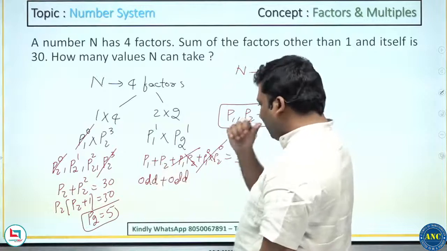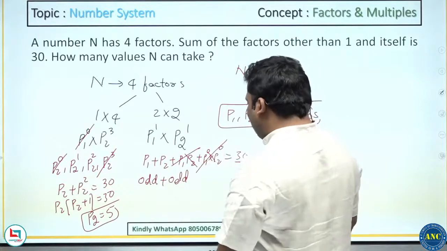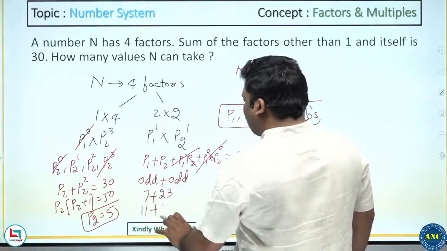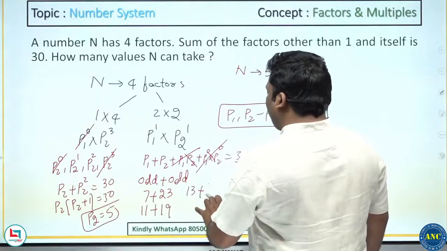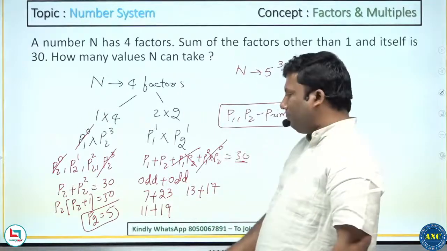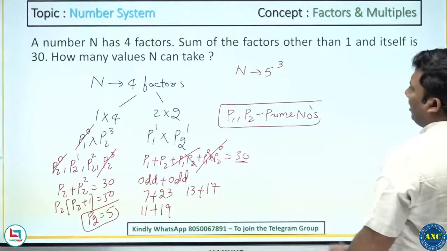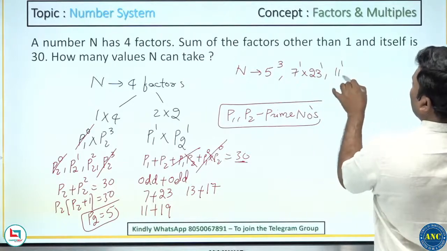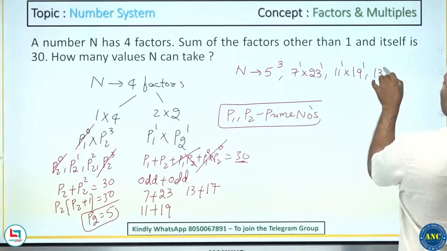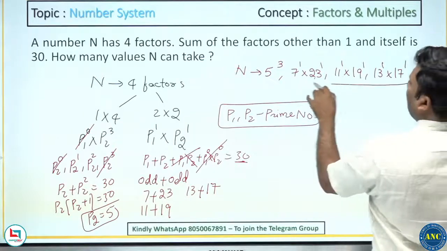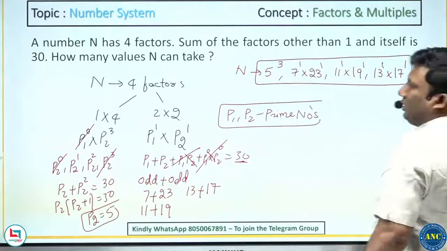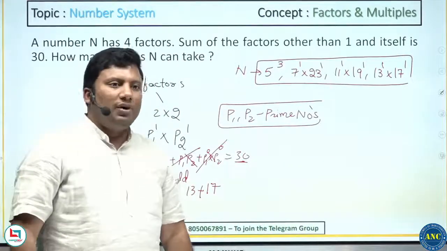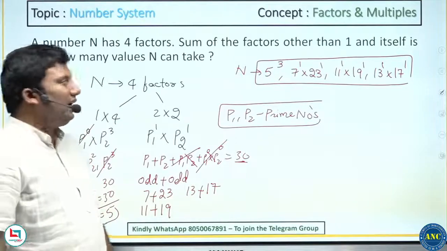3 plus 27, not possible. 5 plus 25, not possible. 7 plus 23, definitely possible. 11 plus 19, definitely possible. 13 plus 17, 30, definitely possible. That means what are the values n can have? 5 cube, 7 into 23, 11 into 19, and the next one is 13 into 17. These are the four values n can take such that the sum of the factors other than 1 and itself is 30.